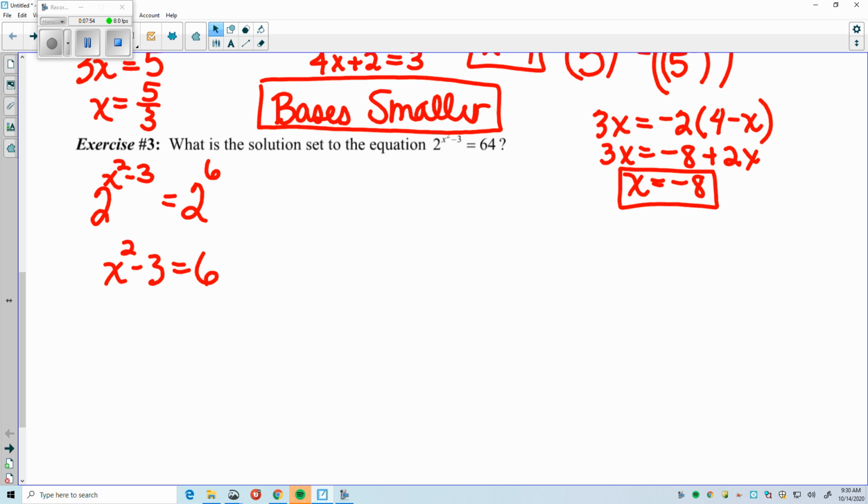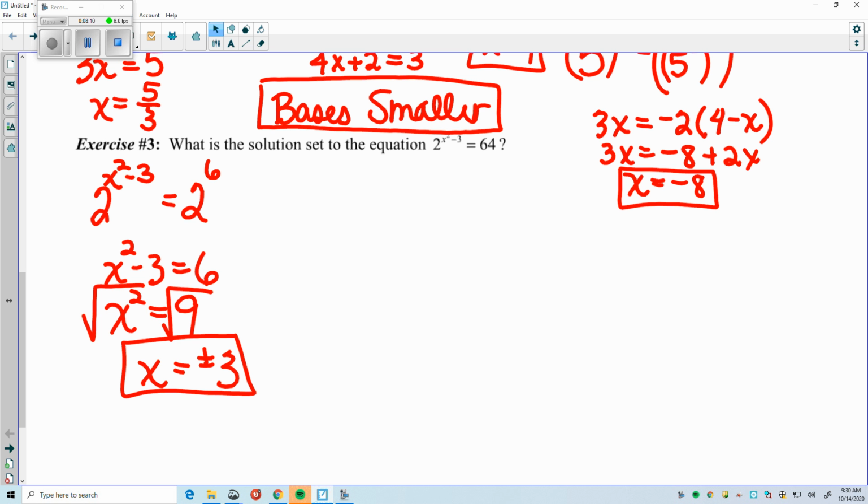So I want to get x squared by itself, meaning I'm going to add over the 3. So adding over the 3, I get 9. I'm going to square root each side, and my answer here is going to be both positive and negative 3. So my solution set for that, I could write it in fancy squiggle bracket notation. That would be your solution set.